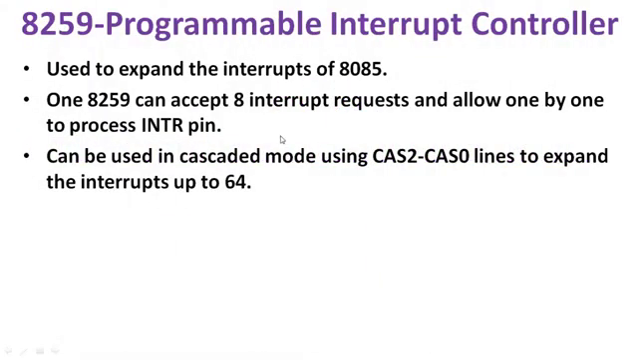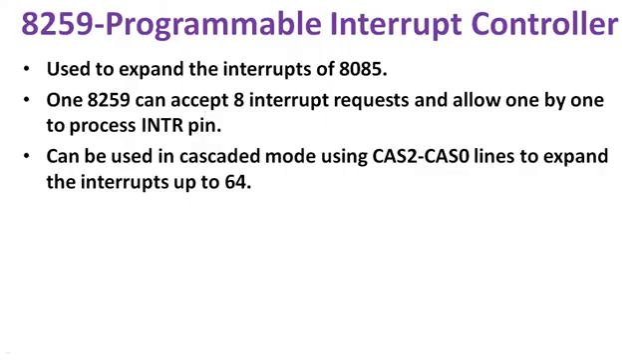First of all, we will see about 8259 IC. So here the 8259 is used to expand the interrupts of 8085. As we know that the 8085 processor has 5 hardware interrupts. Those are trap, RST 7.5, 6.5, 5.5 and INTR. So here we are going to interface 8259 to generate the interrupt to 8085 on INTR line. One 8259 can accept 8 interrupt requests and allow one by one to process INTR pin.